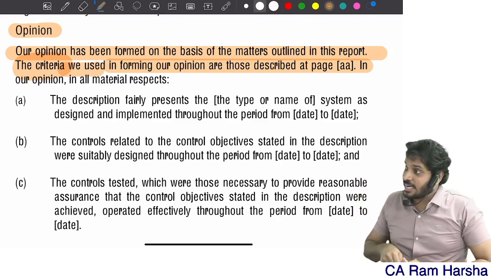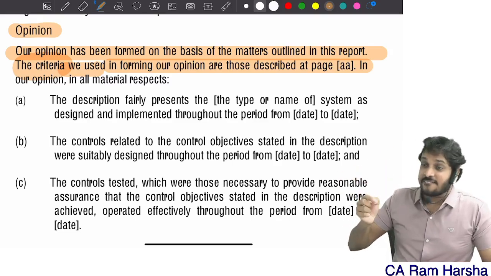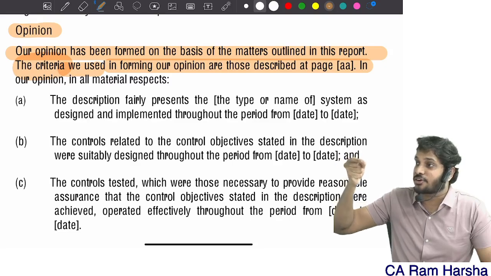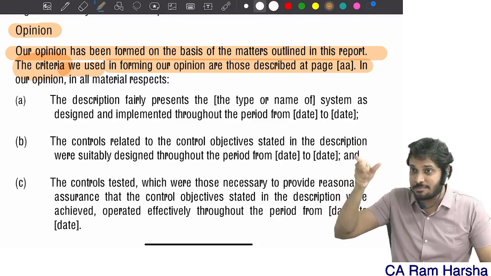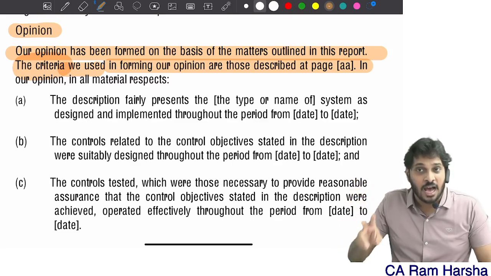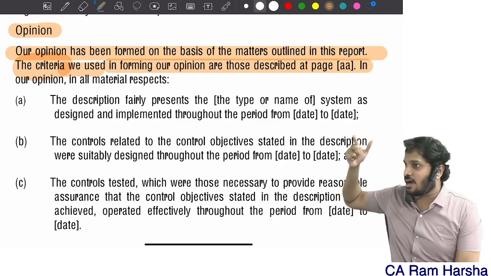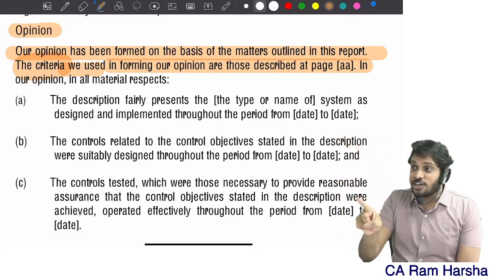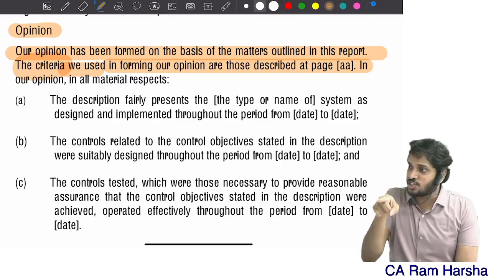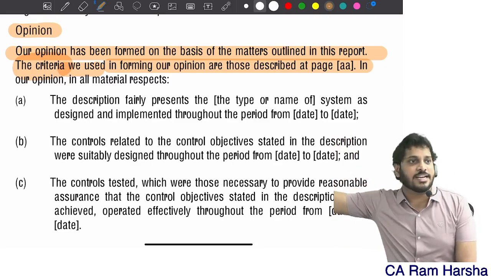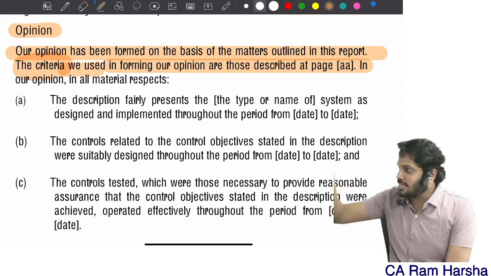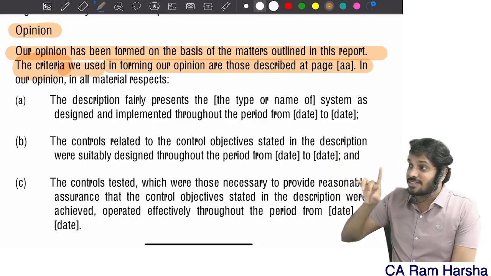So same way, the service auditor should verify whether the description of the system of controls and control objectives by the management, implemented by the management, are they as per the suitable criteria? Are they as per the criteria, well established criteria? The service auditor will check whether these controls are against that criteria or not. Simple. The company will design as per the criteria. The auditor has to check whether that criteria is followed.